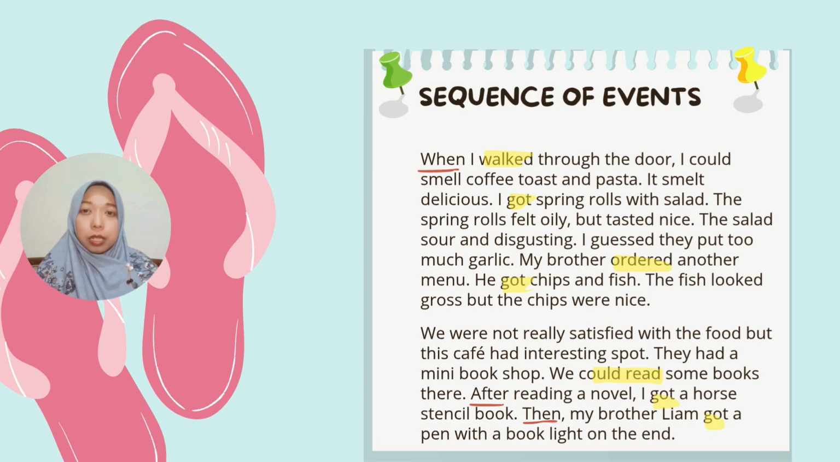The next part is sequence of event. In this part, the author explain all the sequence of event using the action verb in the past. For example, like I walked, I got, he ordered. All of them are in the past. We can also find the connective words here, like when and after. It is very important to show the logical order of the event.